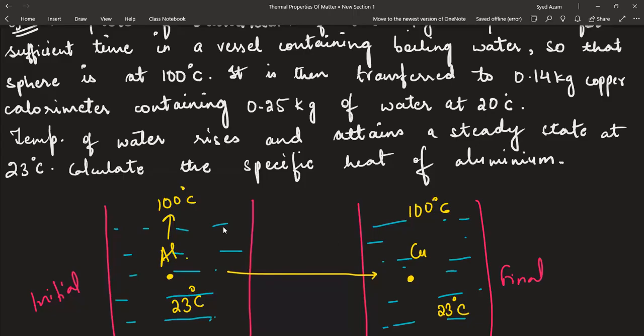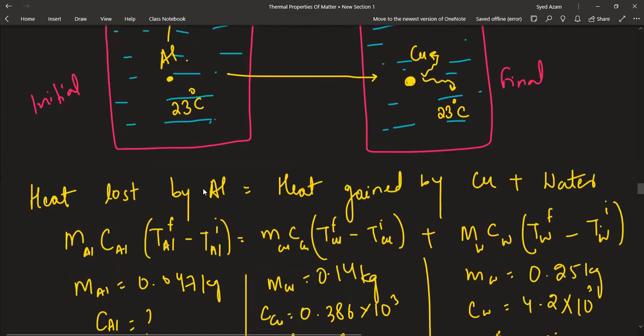We have to tell the specific heat of the aluminium. So what is happening here basically, Aleena? Aluminium is losing some amount of heat. Now, aluminium, when it is put here, it is losing some heat that is gained by copper and by the water. So basically we can say heat lost by aluminium will be heat gained by copper plus the water. Now, MC delta T for aluminium, because there's a change in heat, MC delta T for the copper, MC delta T for water.